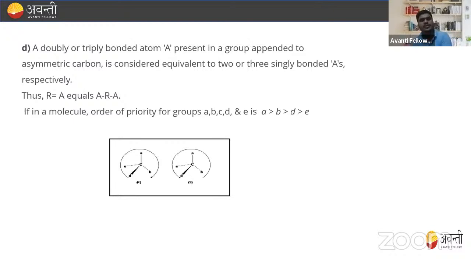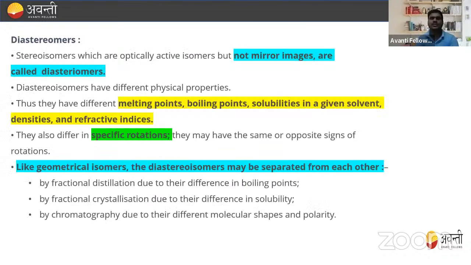Right. So a doubly or triply bonded atom A present in a group attached to the asymmetric carbon is considered equivalent to two or three singly bonded A's respectively. So if in a molecule the order of priority of groups is A, B, C, D, that is A is greater than B is greater than C is greater than D, then this is how we can determine the RS configuration.